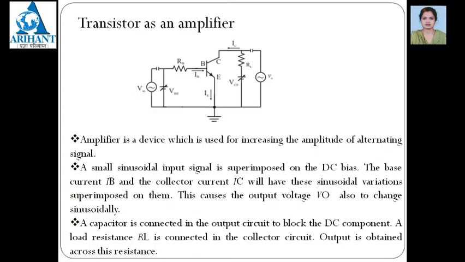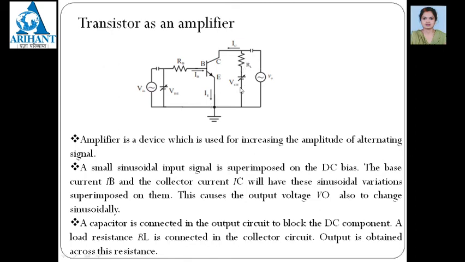Now the last point is we can use the transistor as an amplifier. Here also we have used a common emitter circuit. Vin is the input supply. IB current is the base current. IC current is the collector current. IE is the emitter current.